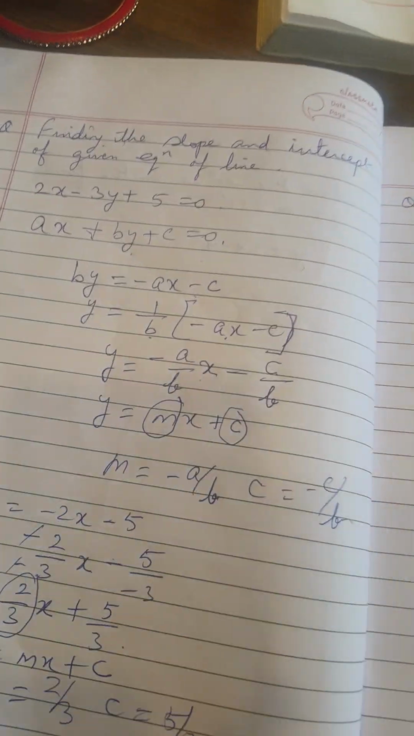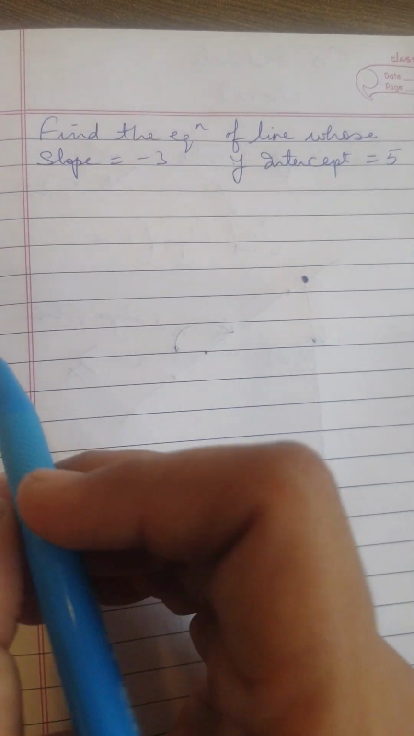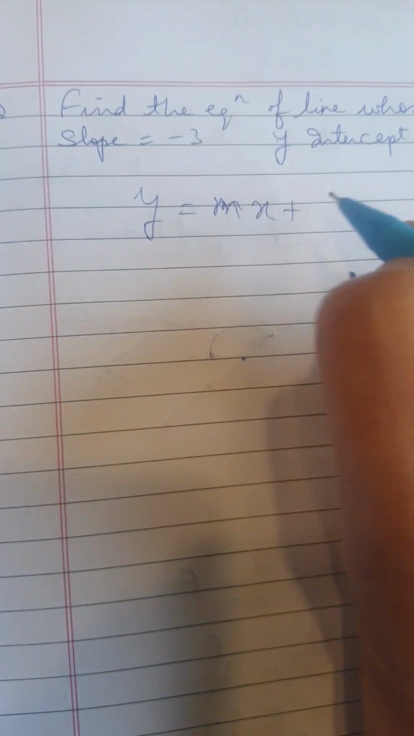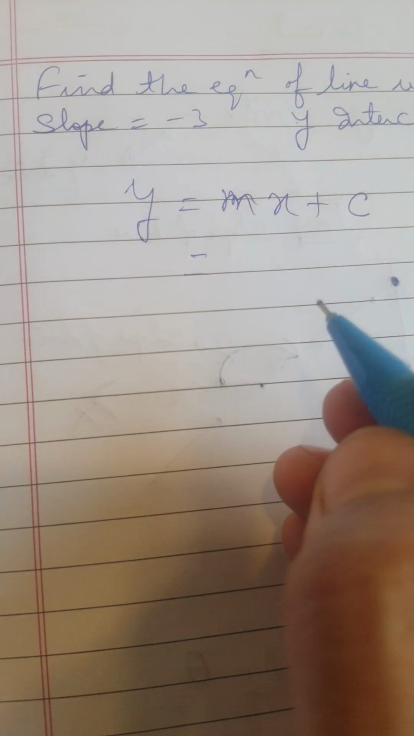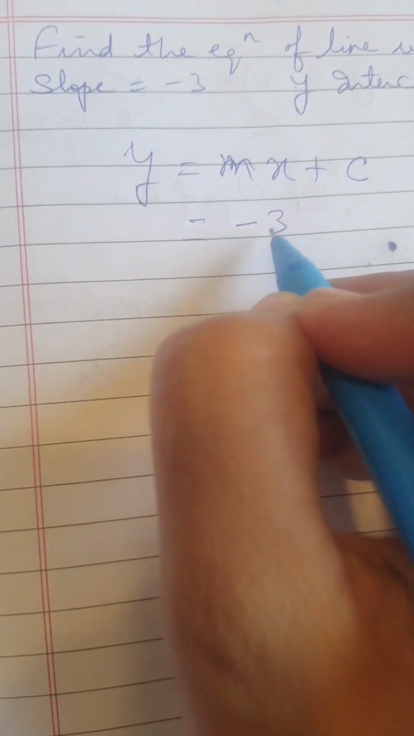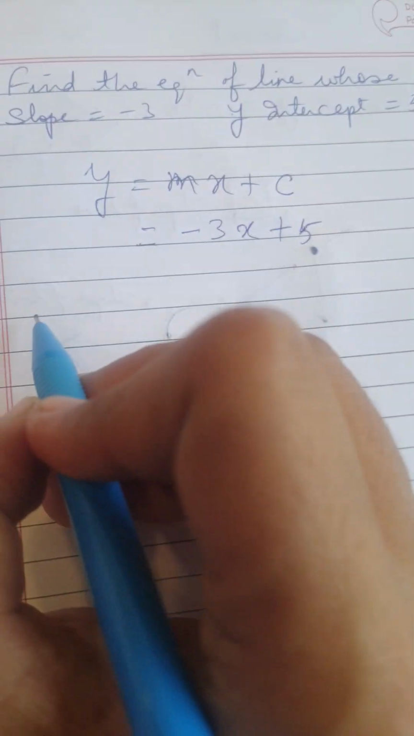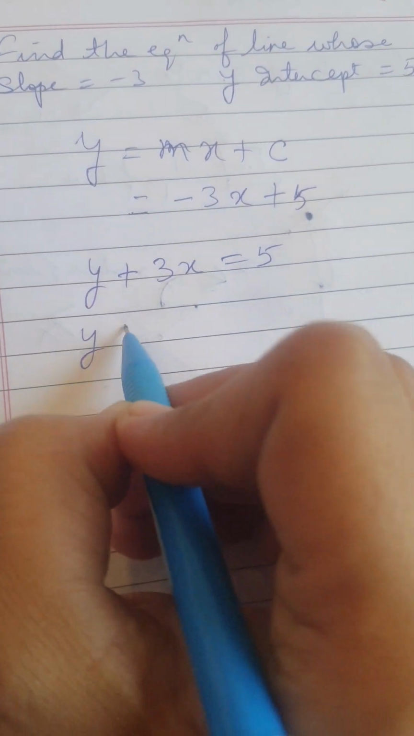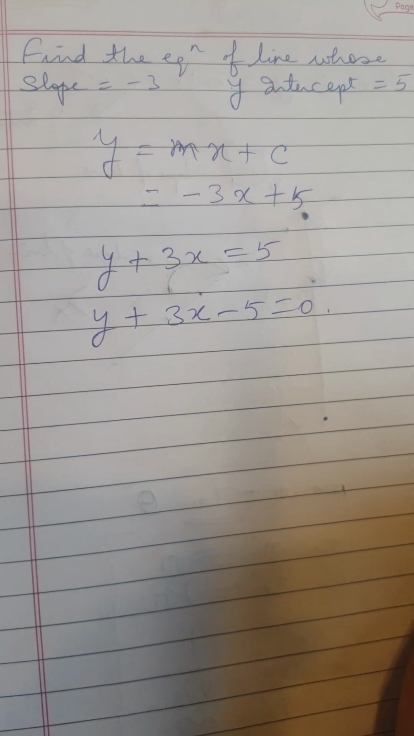In the other way, if you are asked to find the equation of a line whose slope and intercept are given, we just have to put the values of slope and intercept in the standard format of our line equation. What is the value of m here? Minus 3. And what is the value of y-intercept here? 5. So our equation would become y plus 3x equal to 5, or you can write it like y plus 3x minus 5 equal to 0. Both are correct forms.